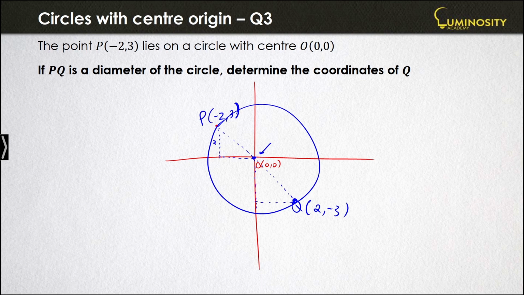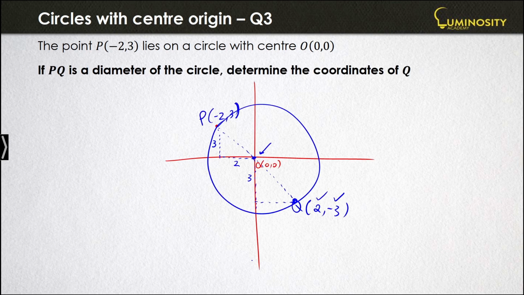So I've gone down 3 and I've moved across 2. So if I go down 3, from 0, 0, I get negative 3. And if I go across 2, from 0, I get positive 2. So that is a quick way you can determine the coordinates of mirror symmetry in a circle. Okay, and then that will be a diameter of the circle.